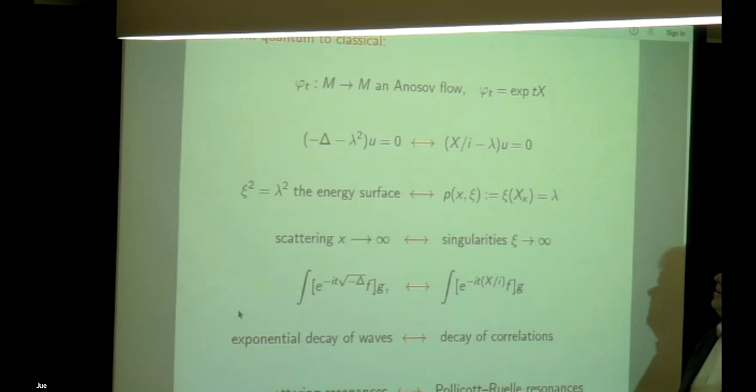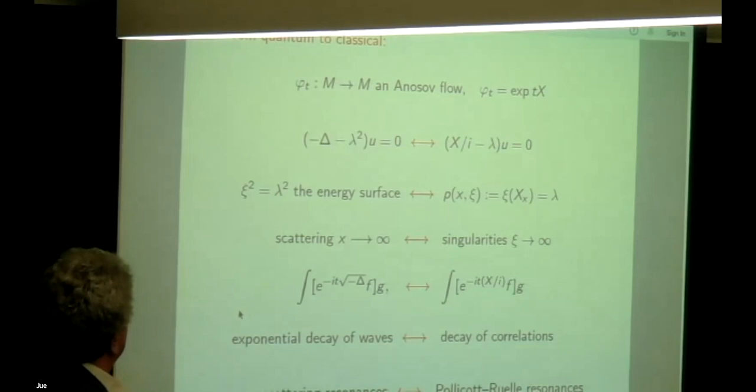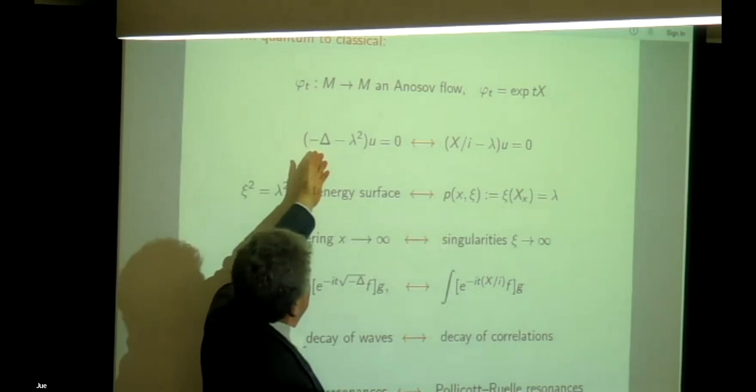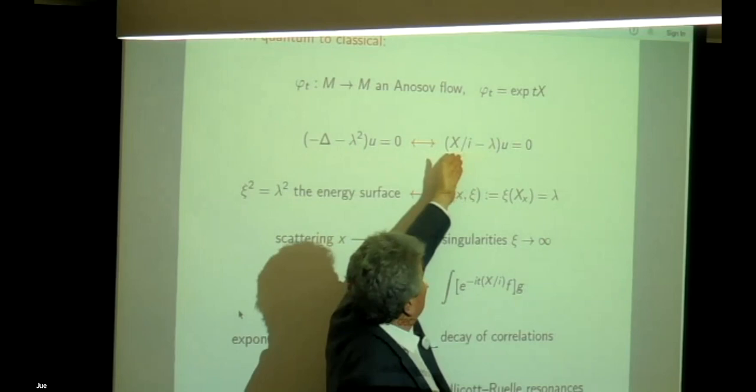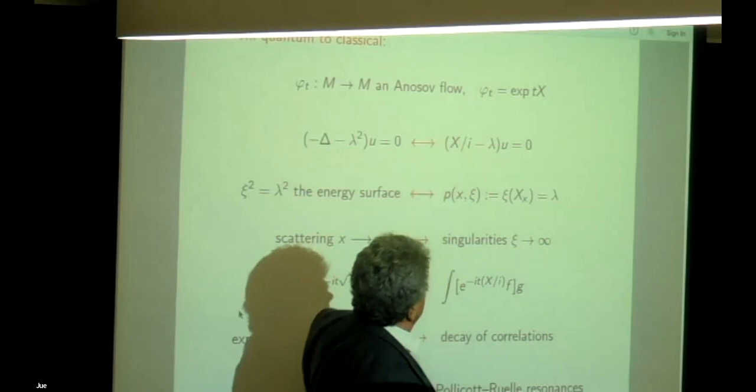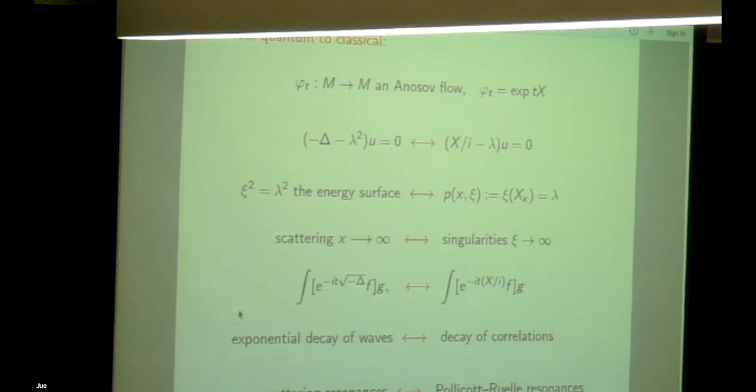You know, we look at the Anosov flow, say, and then the analogy is that the stationary wave equation is the same as the spectral equation for the generator of the flow, say divided by i. Now, in this case, the solutions of this equation are typically not smooth.